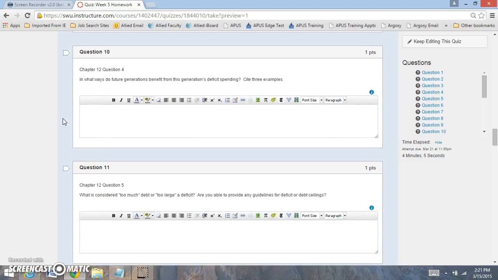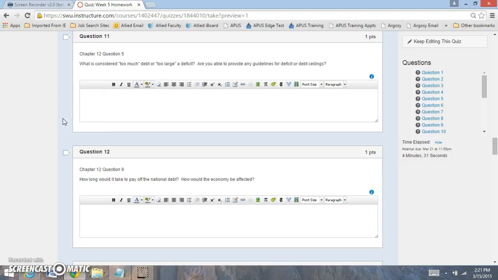Question 10. In what ways do future generations benefit from this generational deficit spending? So, 3 examples. Trying to stimulate consumers could be 1. Helping the economy be able to stabilize, that's number 2. And creating jobs. That's where generational spending or deficit spending is very important. You could use those 3 examples.